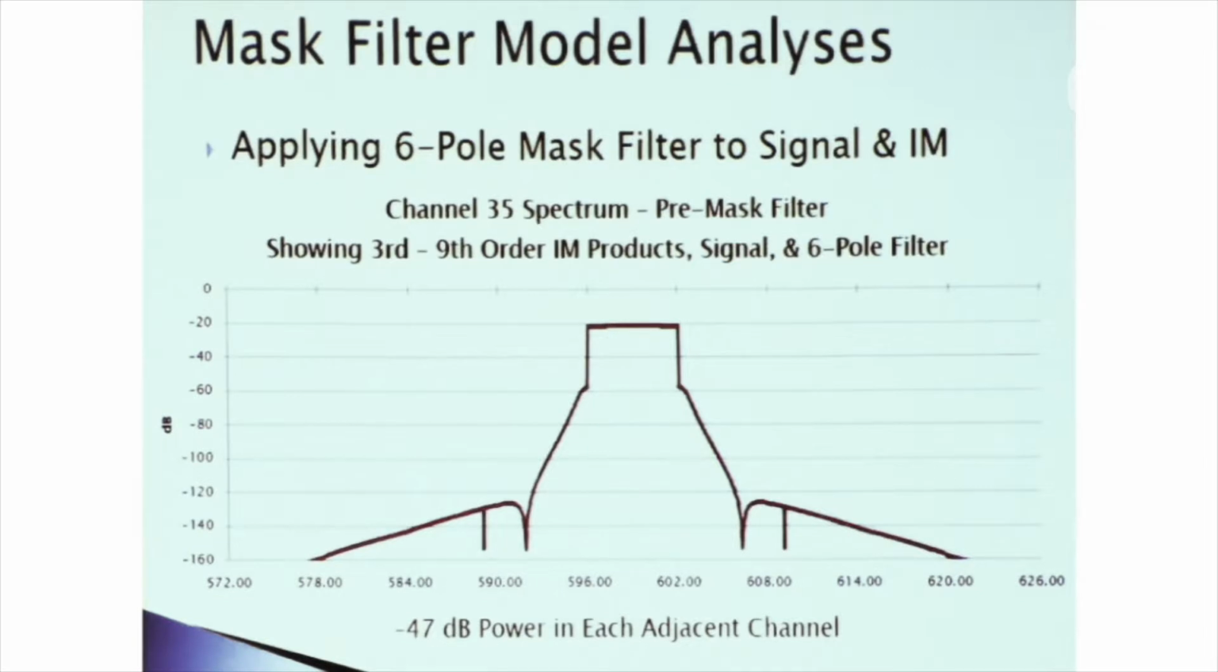So now let's put all that together, and let's add a 6-pole filter to our noise spectrum, and we end up, if you add the channel power from the edge of the channel there at 596 down to the edge of the next channel at 590, you get minus 47 dB. With this typical filter.